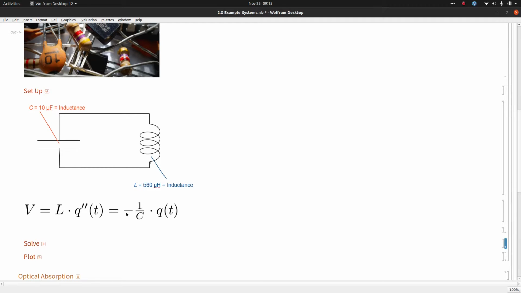And that's going to equal minus a constant, which in this case is 1 divided by the capacitance, times the displacement. It's just like my Q in the second derivative here, and the displacement here, or the charge here, is like the acceleration and the displacement in a simple harmonic oscillator. So even if you know nothing about circuits, you can still solve this problem because it's the same math.